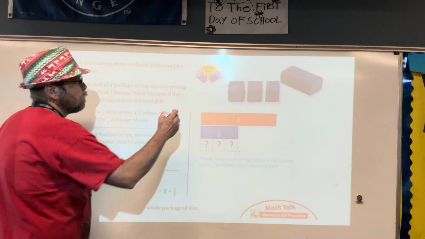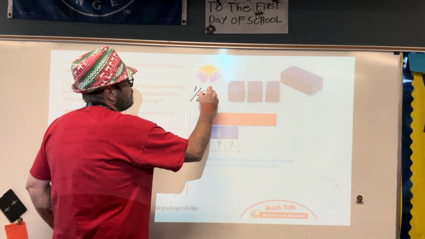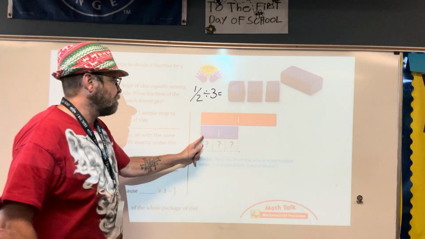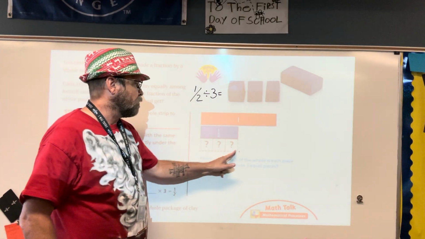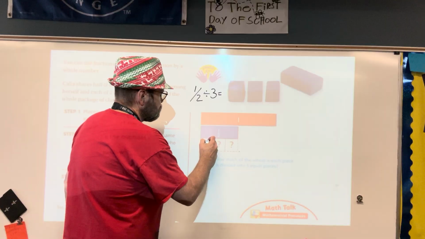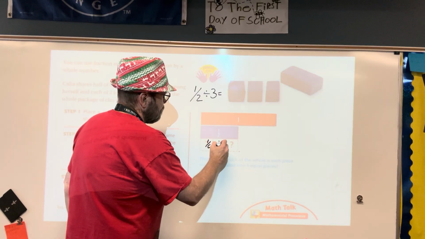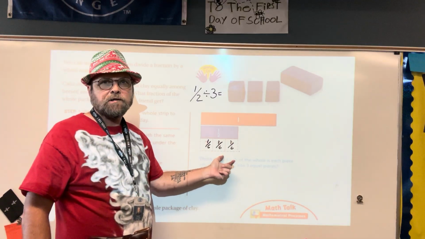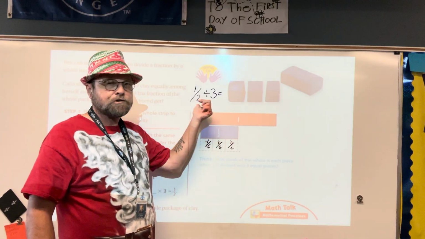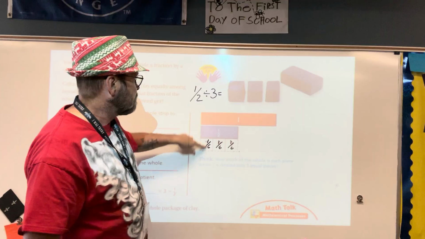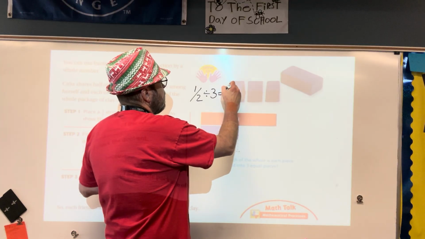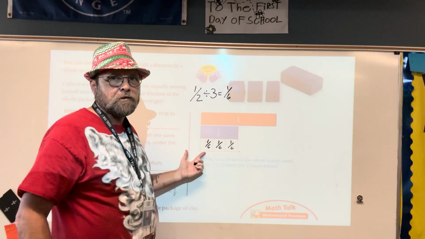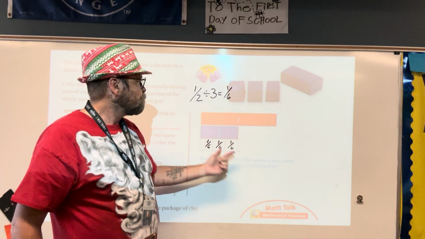So the equation that we have is 1/2 divided by 3. I've taken my 1/2, I divided it by 3 equal pieces, and each of these pieces would be 1/6. 1/6, 1/6, and I know that 1/6 plus 1/6 plus 1/6 equals 3/6. So that tells me 1/2 divided by 3 is 1/6. Each person is going to get this much of the package of clay, 1/6.